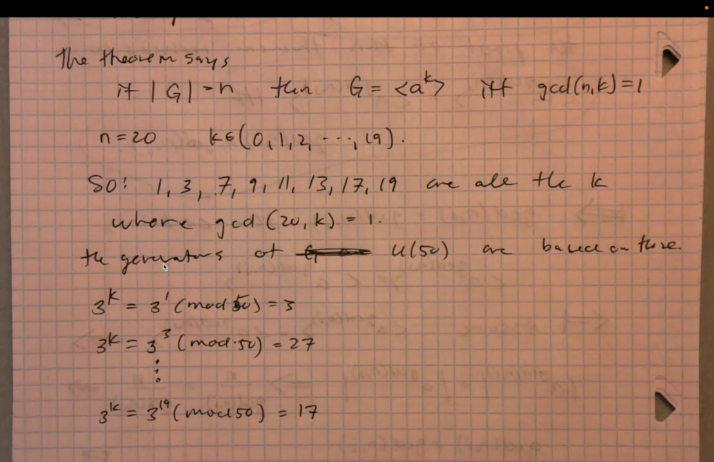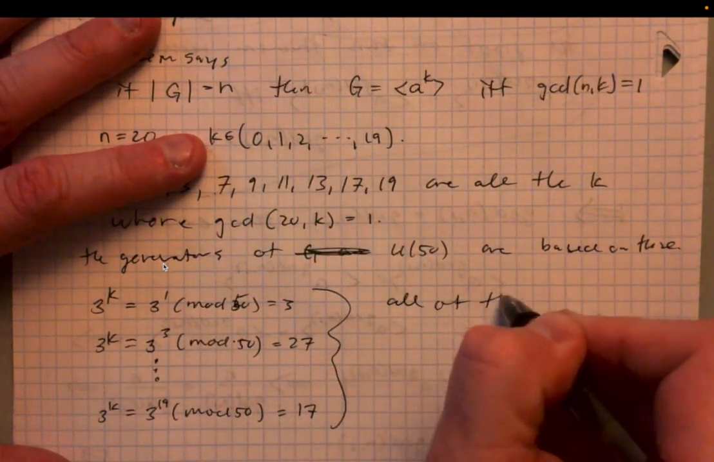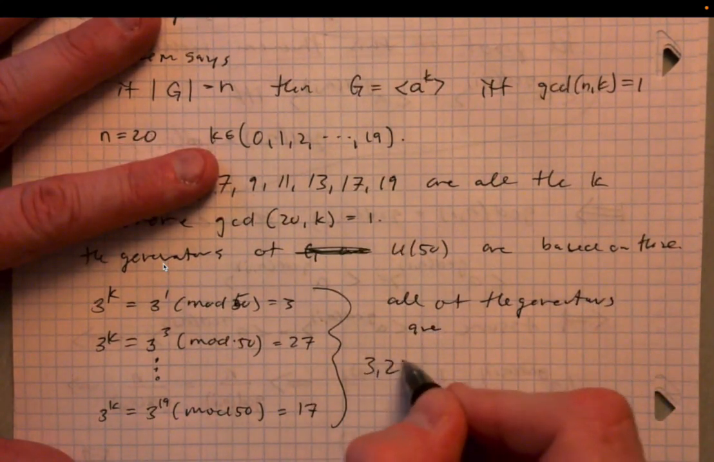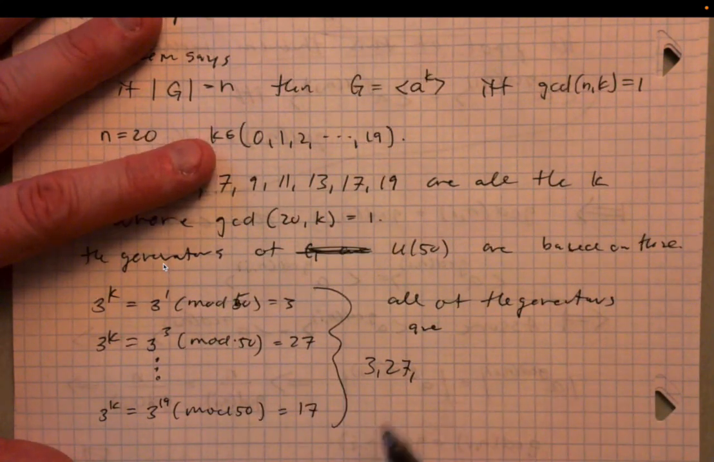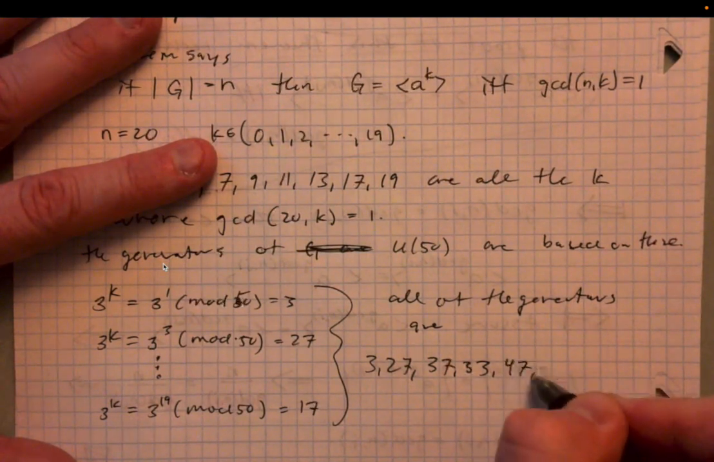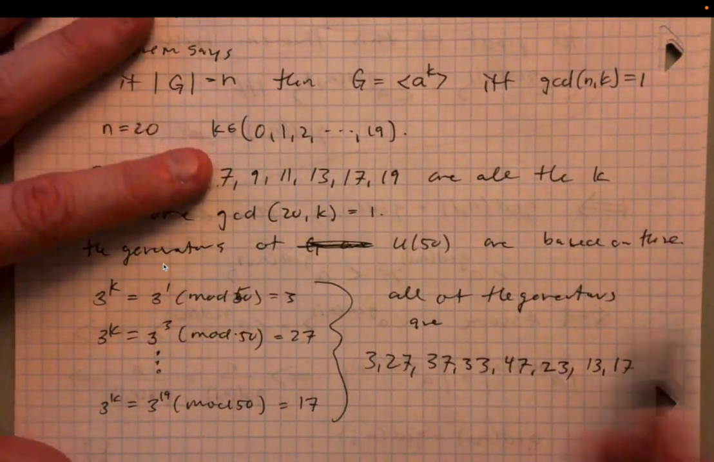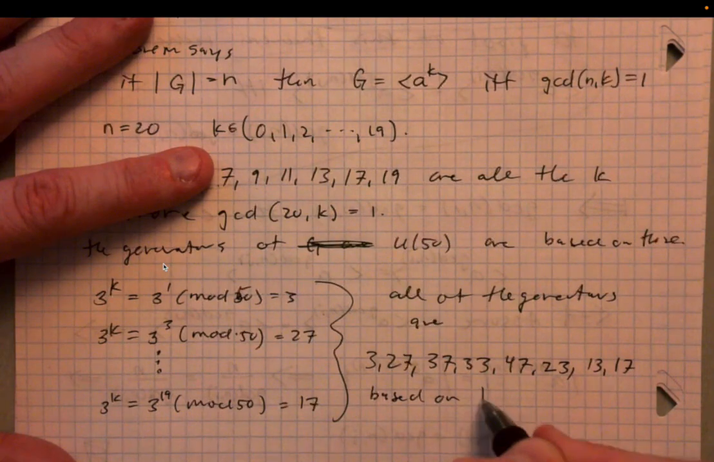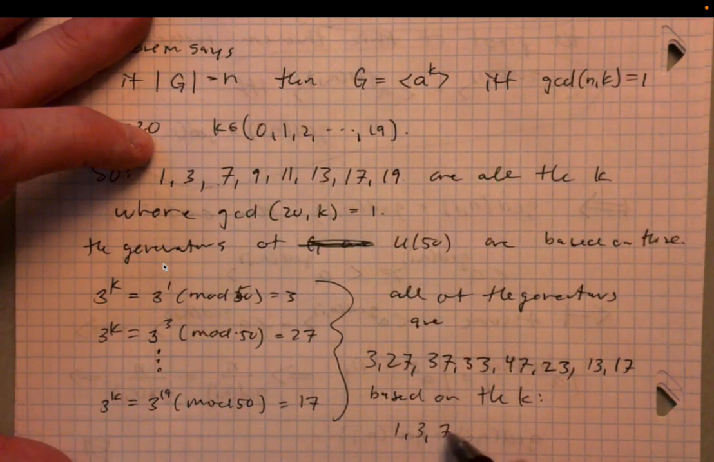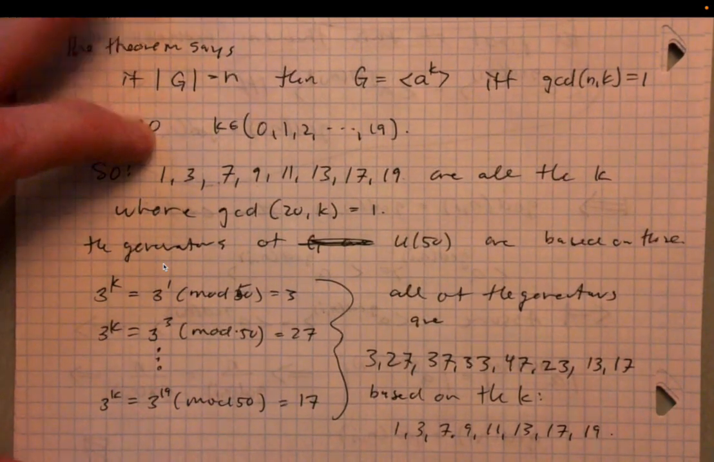Right? And so all of the generators of U50, I've got the list here: you get the 3 and the 27, and then everything in between would be 37, 33, 47, 23, 13, and 17. Right? And these are all based on the k's, which are these guys, 1, 3, 7, 9, 13, 17, 19. Okay, respectively.